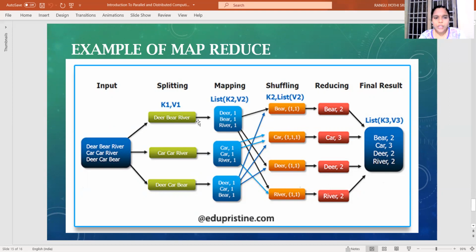After that, bear: how many times does it occur? One time. So it will note that. And finally river, how many times does it occur? One time. So it will note that count. In the same way, it will note the counts of the remaining 2 lines also. After noting the count of each and every line, it will move that data to the shuffling phase.